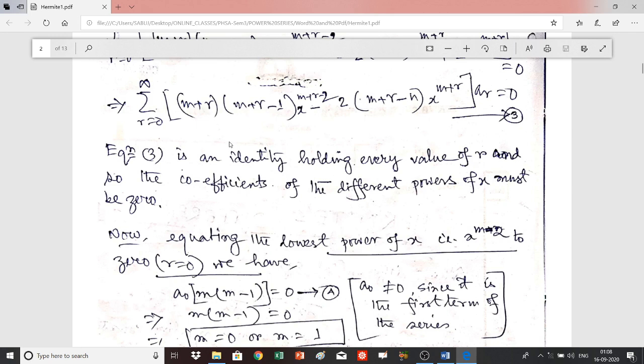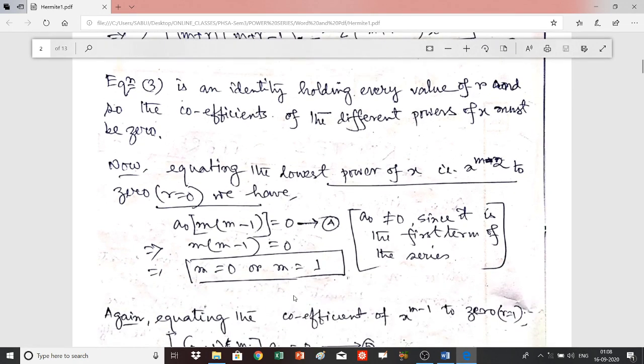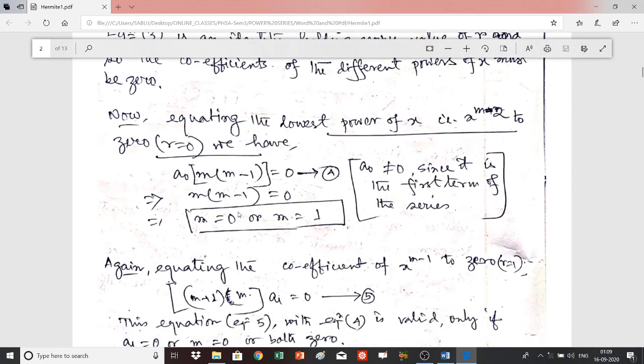And now equating the coefficient of the lowest power of x, that is x to the power m minus 2, to 0, we have from the first term, with r equal to 0, m into m minus 1 into a0. You get nothing from the other term, and that is equal to 0. From here you can write m into m minus 1 equal to 0, because a0 cannot be 0: it is the first term of the series, and the first term of the series can never be 0. So m is equal to 0 or m is equal to 1. You have two values of m, one is 0 and the other is 1.